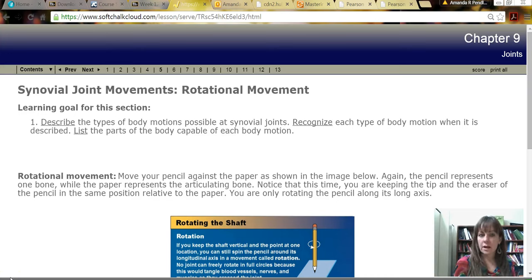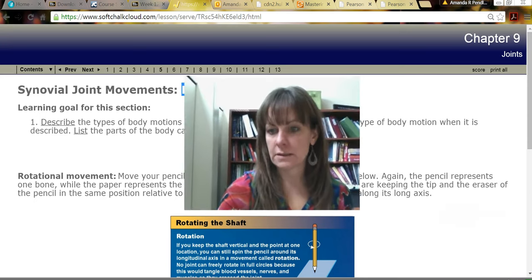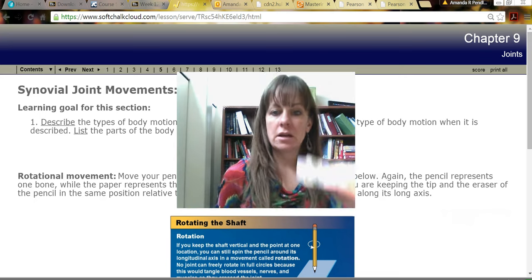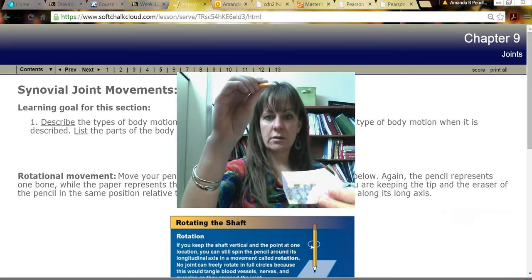Okay, now we're going to talk about the next type of movement possible at synovial joints, and this type of movement we're talking about are different types of rotational movements. And so just like last time, I'll be doing demonstrations to help you visualize these movements. Okay, so first of all we'll have again one bone versus the other bone.